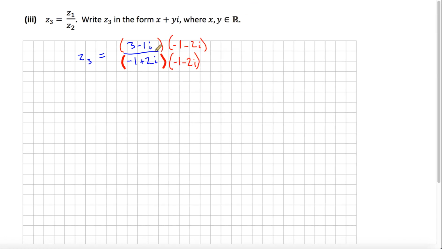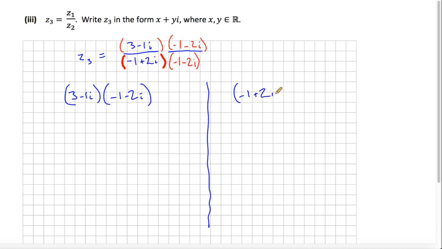And now I'm just going to multiply these out. To multiply the top, you can do these separately if you like and bring them back at the end. I'll do it that way. So 3 minus 1i multiplied by -1 minus 2i. I'll do the top there, and then I'll do the bottom, -1 plus 2i times -1 minus 2i over here.